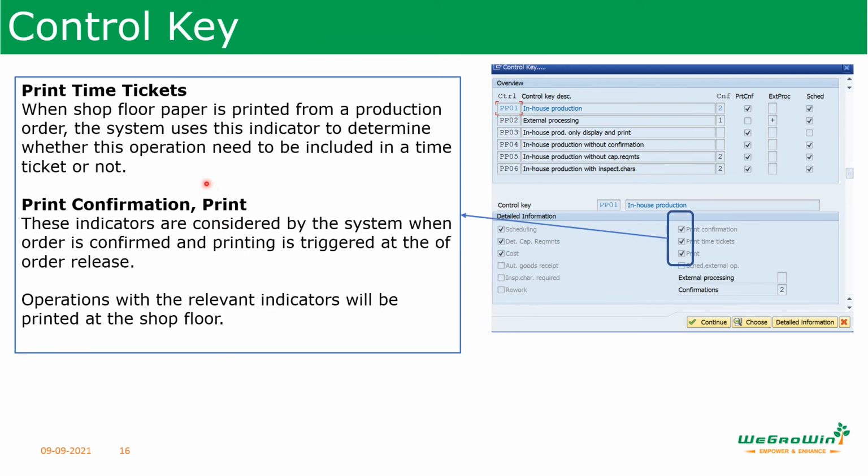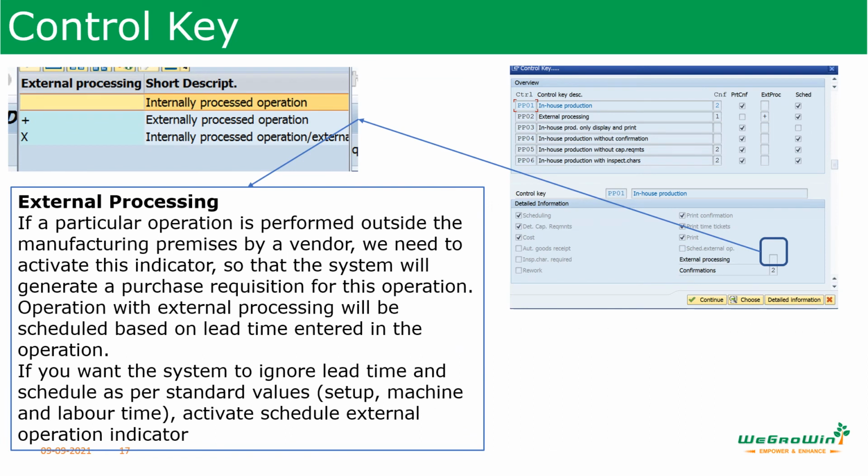And then we may want to print these time tickets and also print confirmation of the orders. All these we can print, and if the shop floor papers are to be printed, you have to activate these printing options, right? These are the printing options. And then external processing. We saw that there is no external processing for the operation. When an operation is external, a control key has to be created specific to the external operation, where this external processing has to be tick marked. Okay, this has to be tick marked.